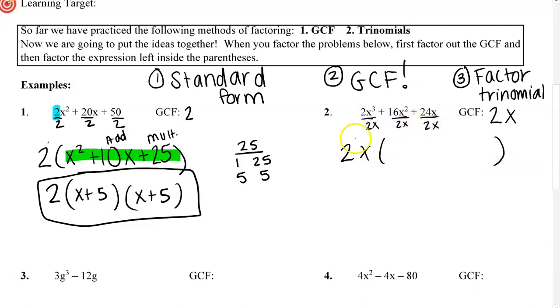Okay, or you can also ask yourself, 2x times what would give me x to the third? If I need x to the third and I have an x here, I'm going to need an x squared to get me there. 2 times what would give me 16? I'm going to need an 8. And if it's an x squared and I already have one x on the outside, I'm going to need the other x next to the 8 to get me to x squared. And finally, 24 divided by 2 would give me 12.